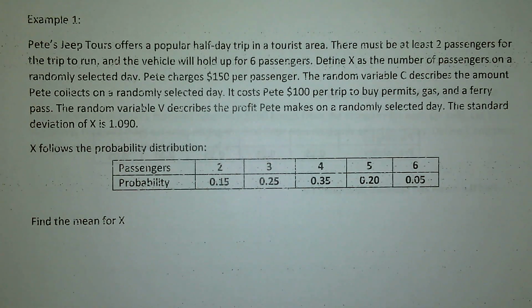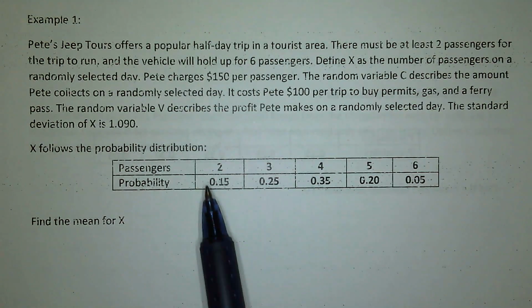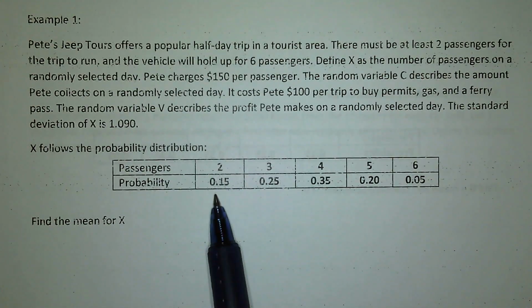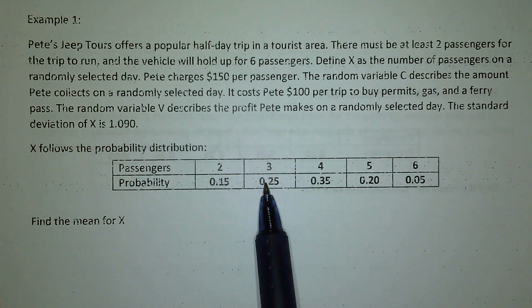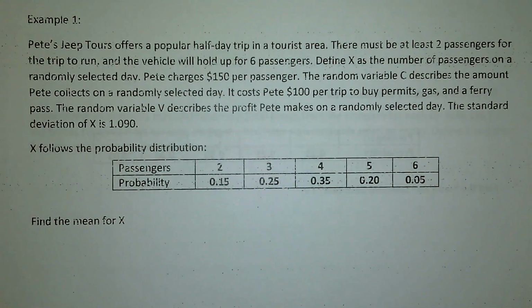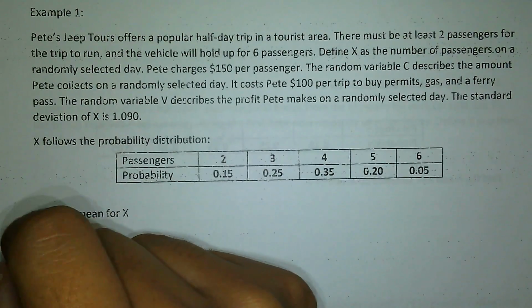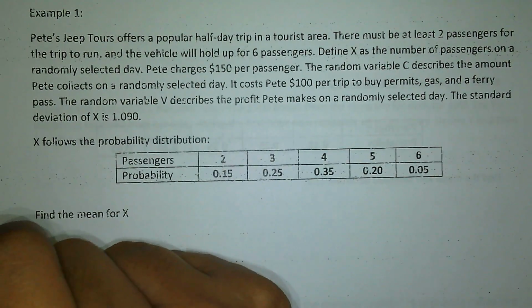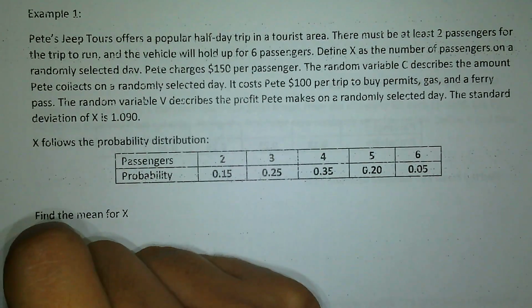And we know that the standard deviation of X is 1.090. So here's our distribution. The probability of having 2 passengers on a randomly selected day is 0.15, and the same logic follows for the rest of this distribution. So let's find the mean for X. Again, we need to communicate what we're doing. You can use the expectation or mu of X.